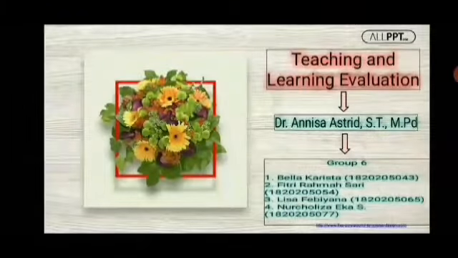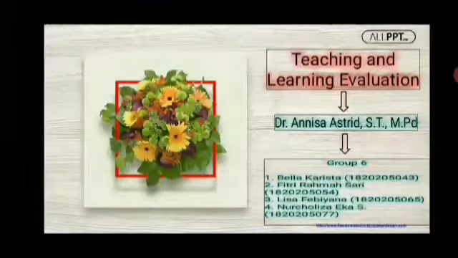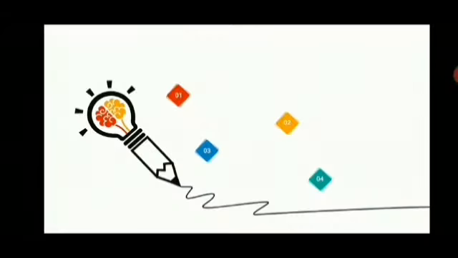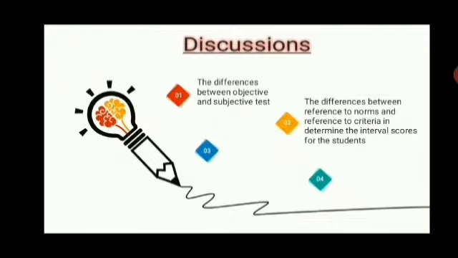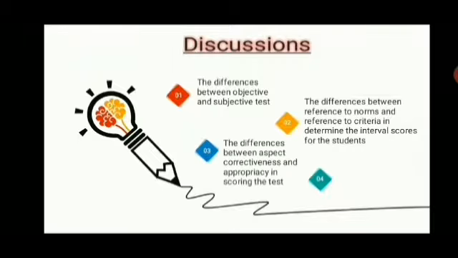My name is Bella Karista and my friends are Fitri Rahmasari, Lisa Febiana, and Nur Kholiza Eka Saputri. In this opportunity, we are going to discuss four topics. Number 1 is the differences between objective and subjective tests. Number 2, the differences between reference to norms and reference to criteria in determining the interval scores for students. Number 3, the differences between aspect correctiveness and appropriacy in scoring the test. And number 4, the differences between artificial and authentic tests.